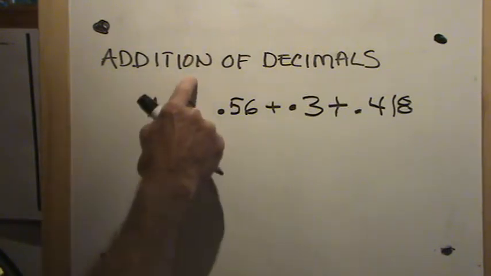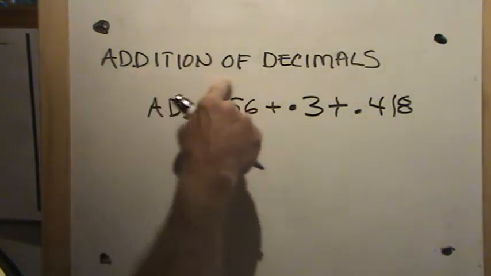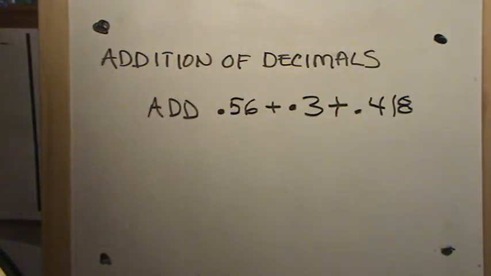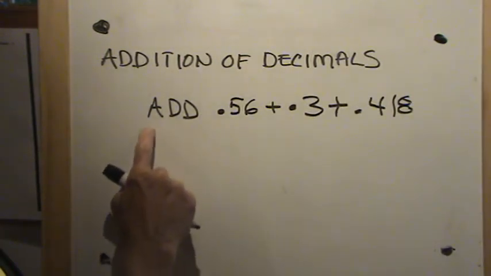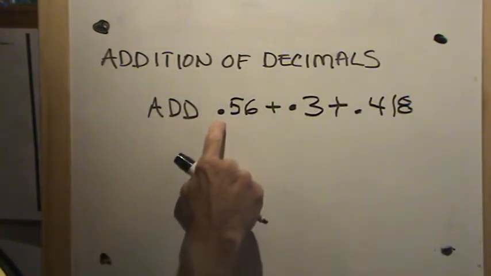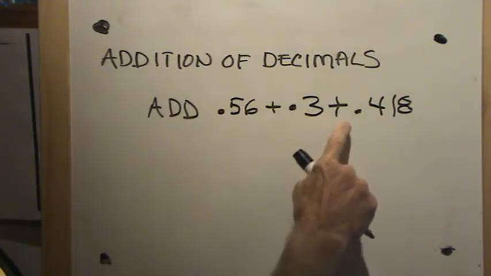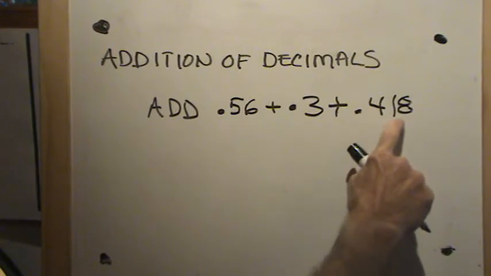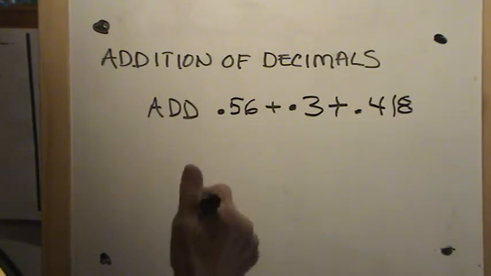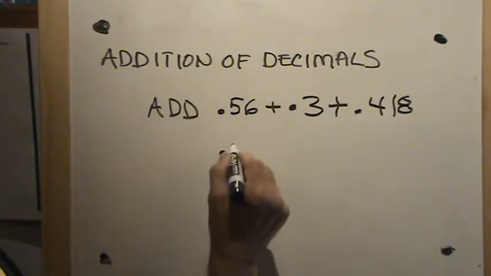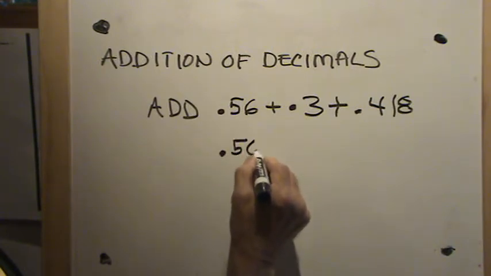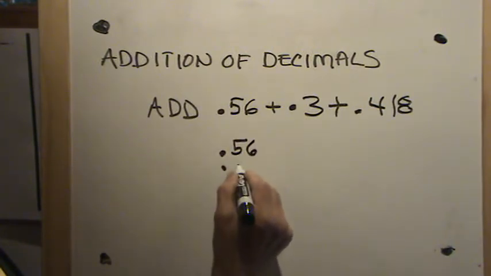Welcome to addition of decimals. We are now going to learn how to add decimals, and it's really a very simple concept. Let's take this example. We want to add 56 hundredths plus 3 tenths plus 418 thousandths. Well, we rewrite the problem, making sure that we line up the decimal places.